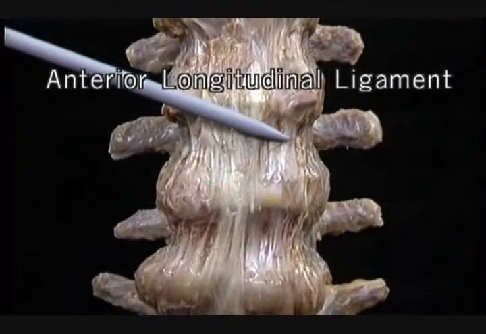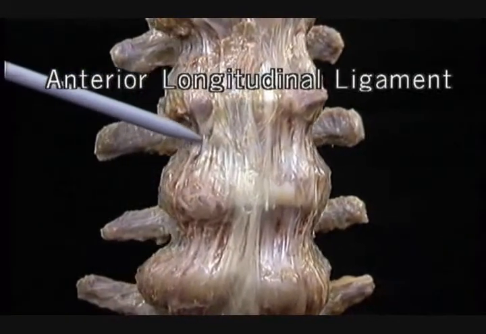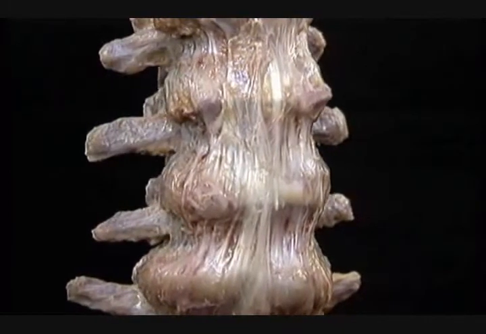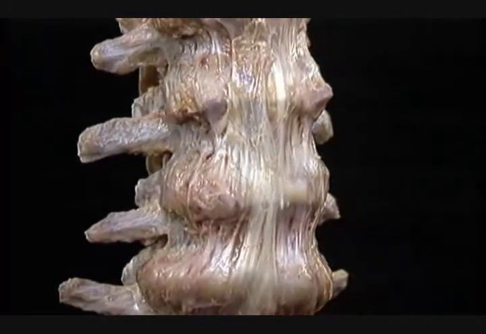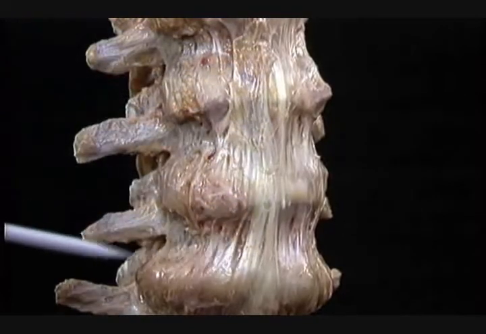Next we'll look at the two ligaments which hold the vertebral bodies together, the anterior and posterior longitudinal ligaments. The anterior is the stronger of the two. Here it is. The anterior longitudinal ligament covers the front and sides of the vertebral bodies. It runs the whole length of the vertebral column. We'll cut through it along this line to see it better.